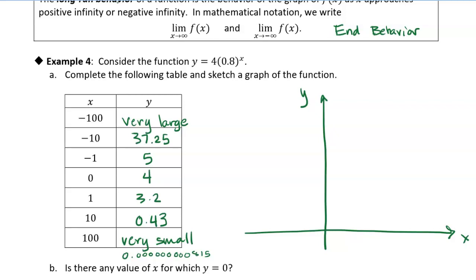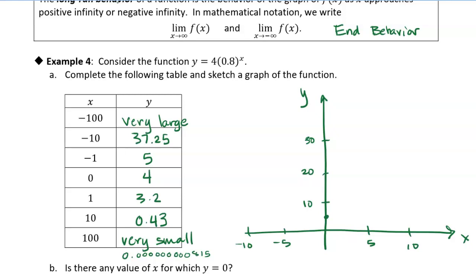And okay, so I would need the y to go from 0 to 37. So let's make this 10, 20, and 30. And then x, I'm not going to worry about going to 100, so we'll just do 5, 10, and do the same here, negative 10, negative 5. All right, so let's try to plot these points and sketch a graph. So when x is equal to 0, we're at 4, so maybe about there. And then we're at 10. Let's see.